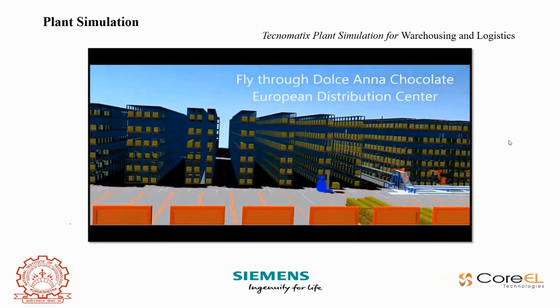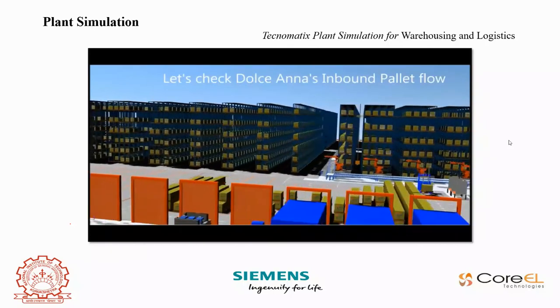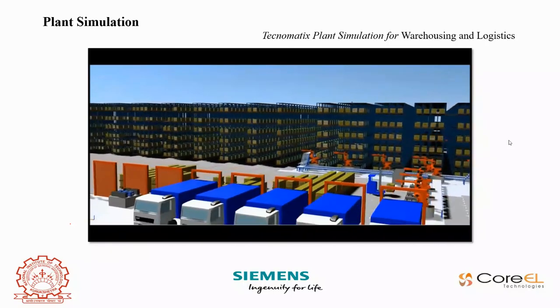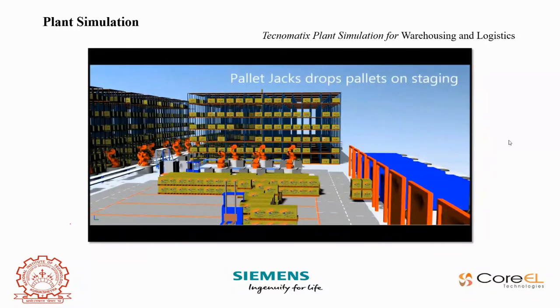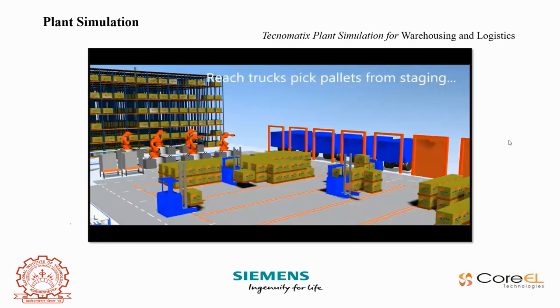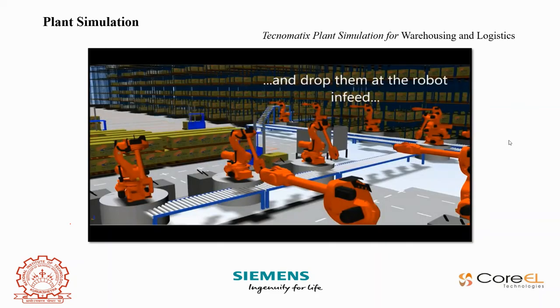Let's check on Dolciana's inbound pallet flow. All chocolate and candy products of Dolciana which are not locally produced are shipped to the distribution center in the morning by trucks. When a truck arrives at the warehouse, it gets allocated an available dock. A pallet jack picks 4 pallets at a time from the truck and drops them on the staging floor directly behind the dock. A reach truck picks the pallets from the staging floor and brings them to the robot in feed positions.